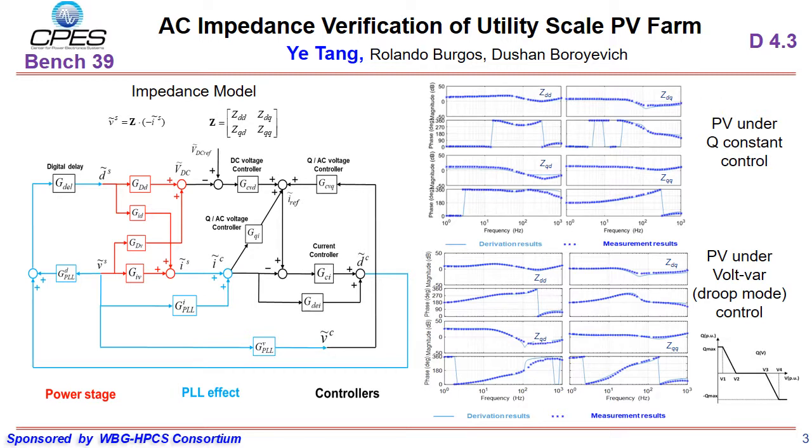Another conclusion from these results is that the impedance matrix is diagonal dominant if PV is under unity power factor or under Q constant control, but it is non-diagonal dominant if PV is under volt-var or Joule mode control. In this mode, Q is a Joule curve of AC voltage. The signs of ZDD and ZQQ are flipped compared to other modes. ZQD is comparatively bigger too.